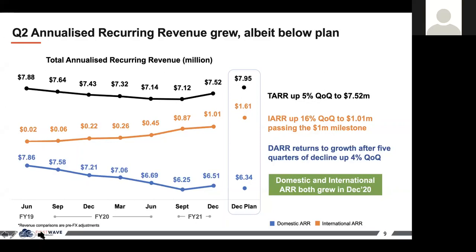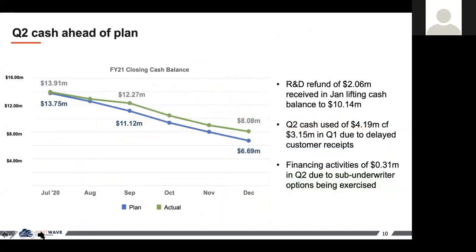I'm now moving to slide 10. The Q2 cash balance was $1.39 million ahead of plan at $8.08 million. The company received $2.06 million in R&D refund from the Australian government in early January, lifting the cash balance at the start of Q3 to $10.14 million.